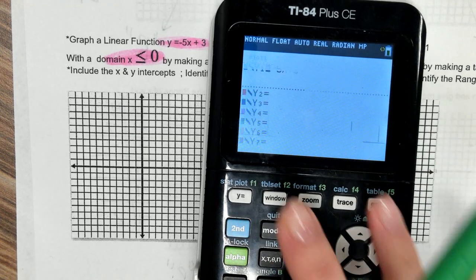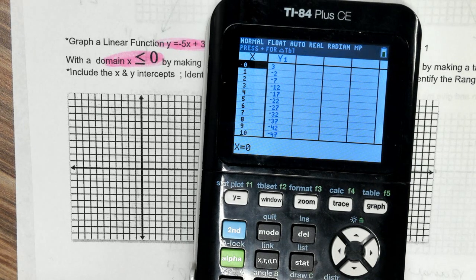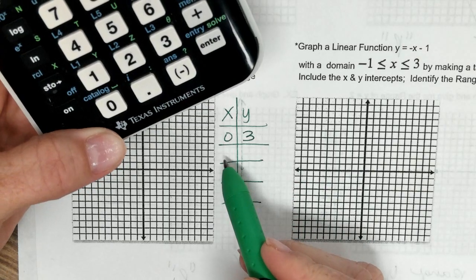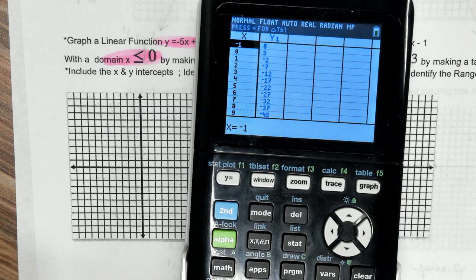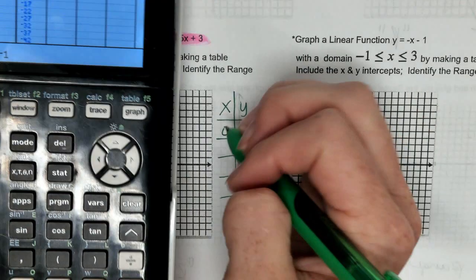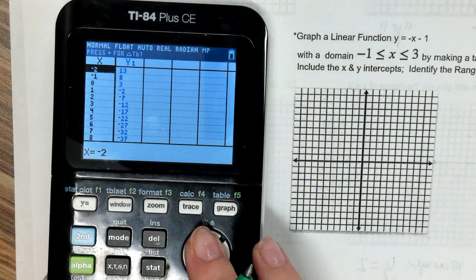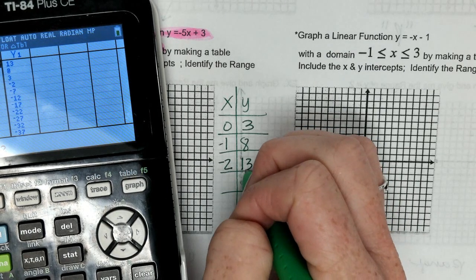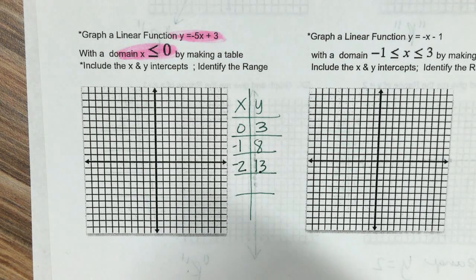Okay, let's go to the table. When x is 0, what is y? 3. Now my next dot has to be less than that. So I have to go that way. Does that make sense? So I'm going to do when x is negative 1, y is 8. When x is negative 2, y is 13. I don't think any more will fit on this graph. So I'm just going to stop.